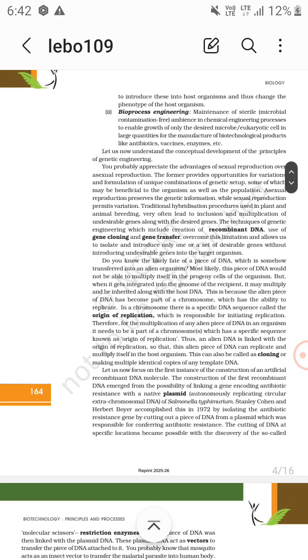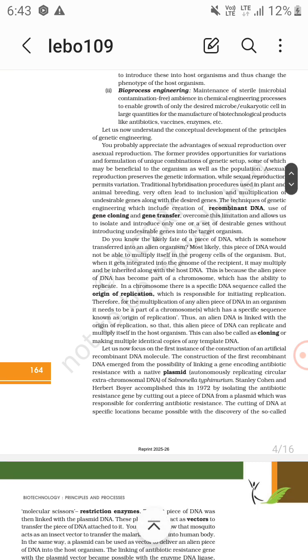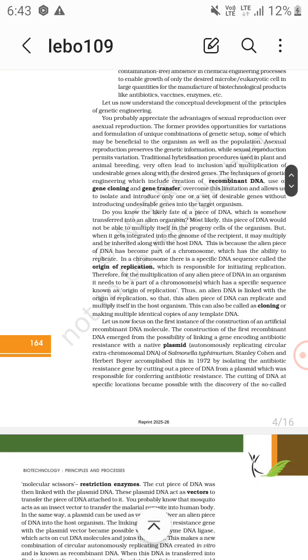The techniques of genetic engineering include creation of recombinant DNA, use of gene cloning and gene transfer. So gene cloning, then gene transfer by the vectors. When vectors are put into the host, there is gene cloning and recombinant DNA using the restriction endonuclease. Origin of replication is where the initiation of replication starts.